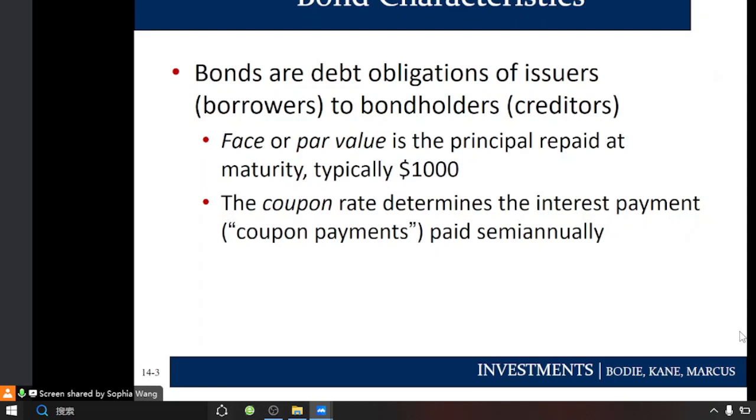So after you get the information about the coupon rate, face value, and the maturity, then you can determine whether to buy this one or not, or you can determine whether it is attractive enough.